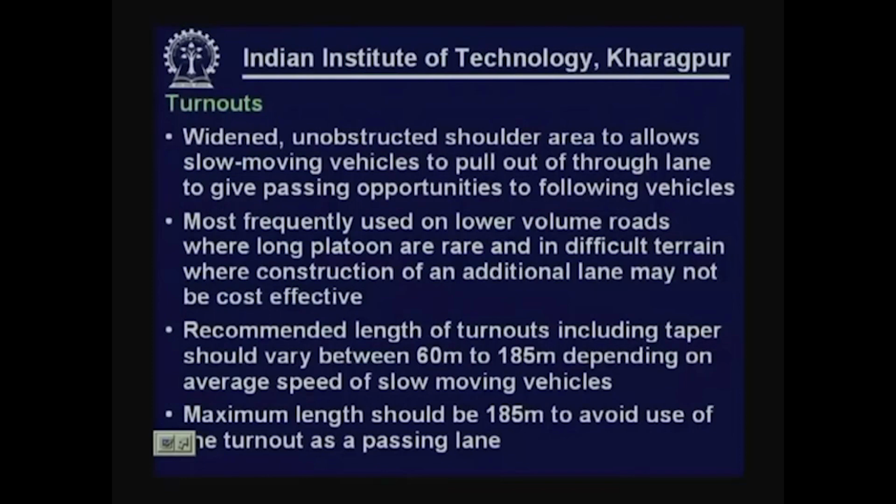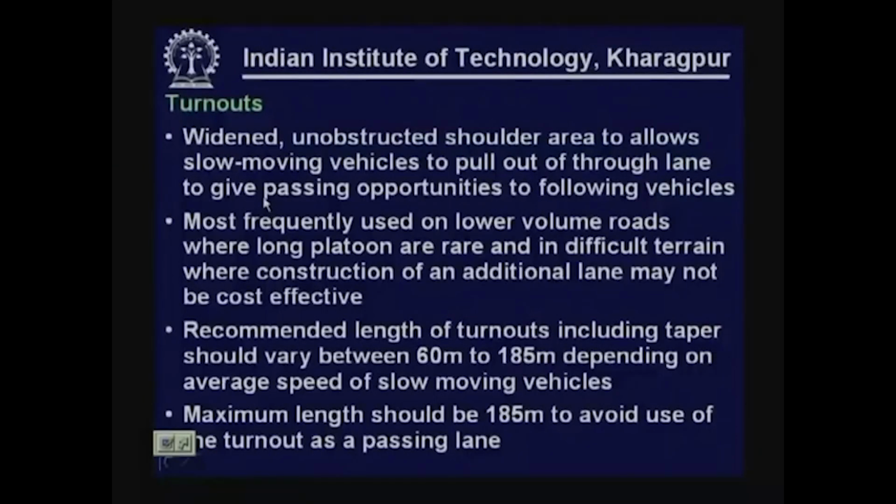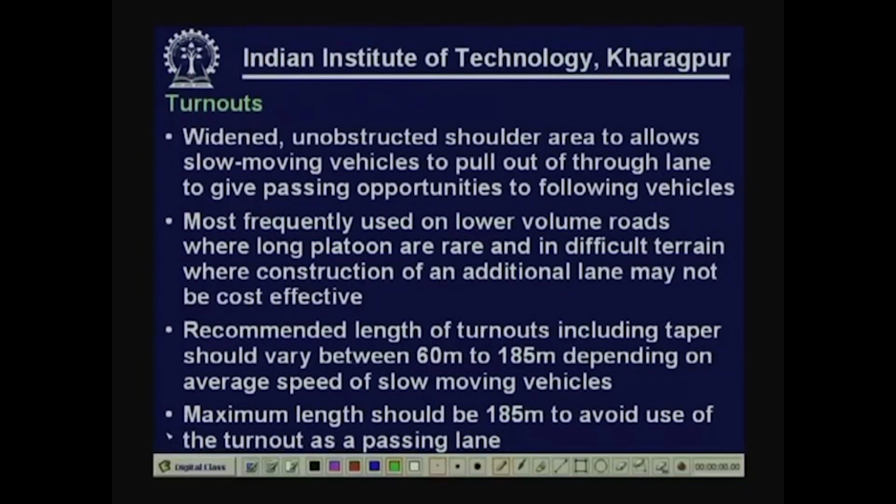Now, second is the turnout. We have discussed the passing lane, the next is the turnout. The turnout is basically a widened unobstructed shoulder area to allow slow moving vehicles to pull out of the through lane to give passing opportunities to following vehicles. Only up to that time it will pull out, just to give an opportunity for other fast moving vehicles to complete passing. All these measures are basically to improve the passing opportunity. So, obviously, the basic objective is to give an opportunity for passing.